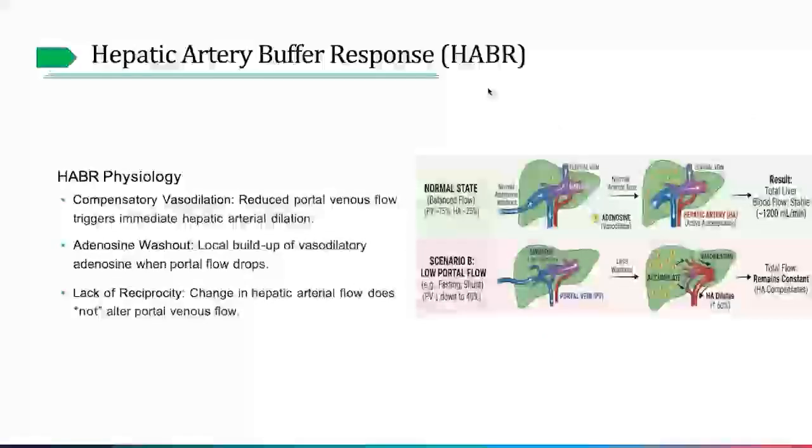When we consider the regulation of liver blood flow, there is a special mechanism which we call the hepatic artery buffer response. When there's a reduction in portal venous flow into the liver, there will be an increase in hepatic artery blood flow. There will be hepatic artery dilatation, and hepatic artery blood flow will be increased to maintain liver perfusion. This happens because of accumulation of adenosine, which is a vasodilatory substance. But in a case where there's a reduction in hepatic artery blood flow, there will be no compensatory increase in portal venous blood flow. So we call this a semi-reciprocal mechanism. We call it the hepatic artery buffer response.